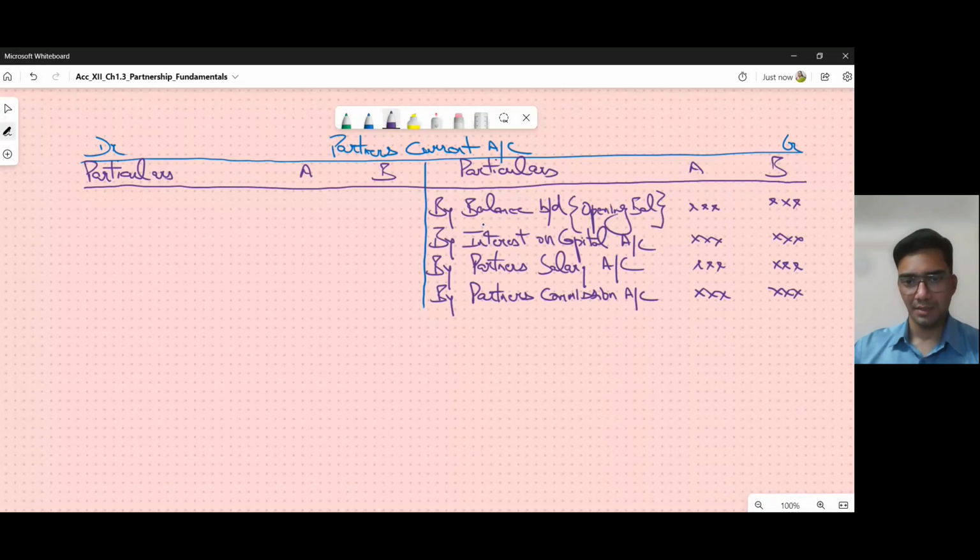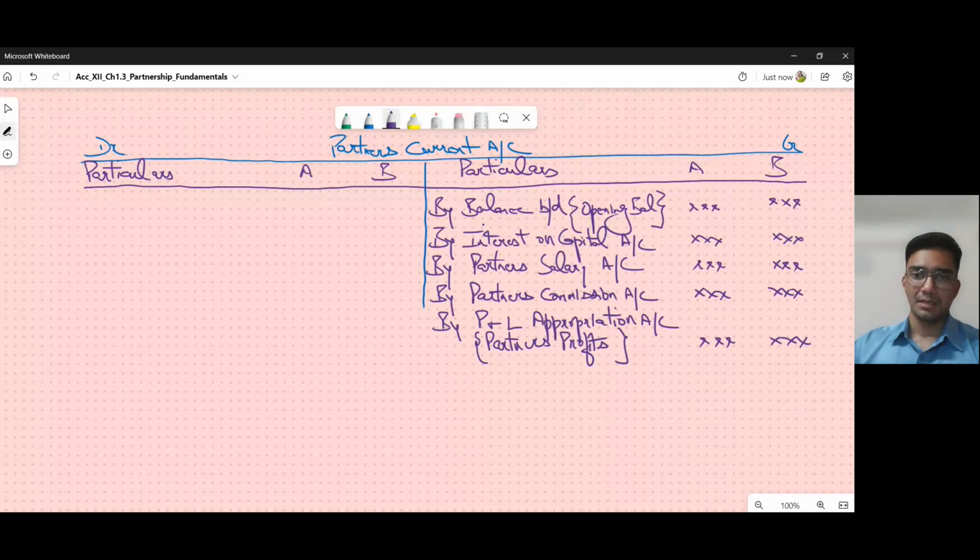And we may give them profits. So the next item: these profits, where do we get them from? We get them from our P&L appropriation account. So here we will write by P&L appropriation account. These are the profits which are given to partners. So partners' profits. We will write them down here. And let's leave some space now and continue making this format.